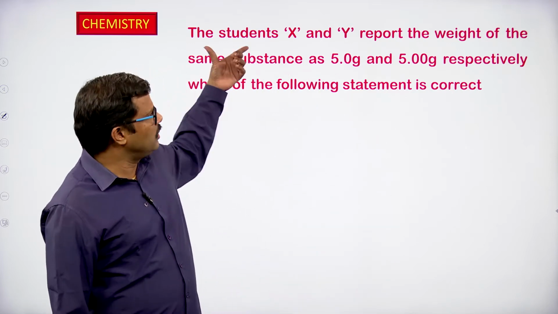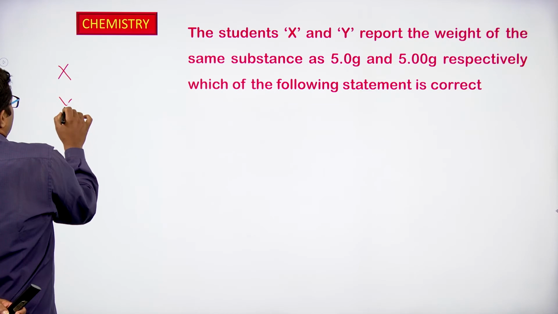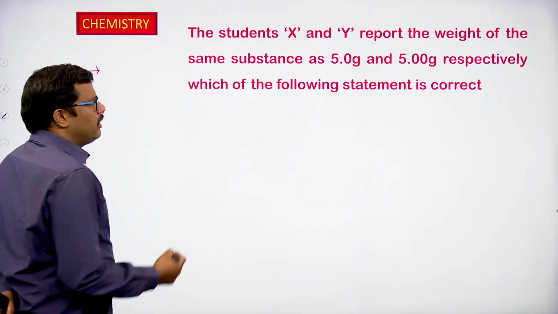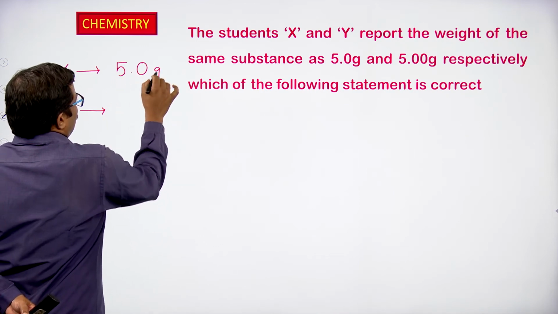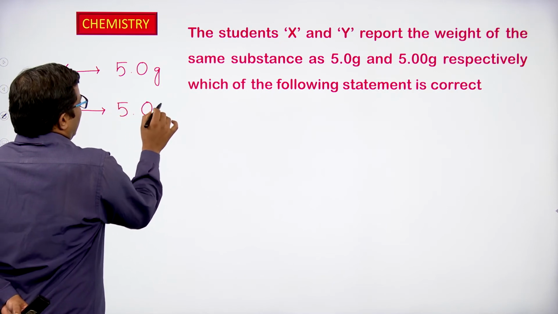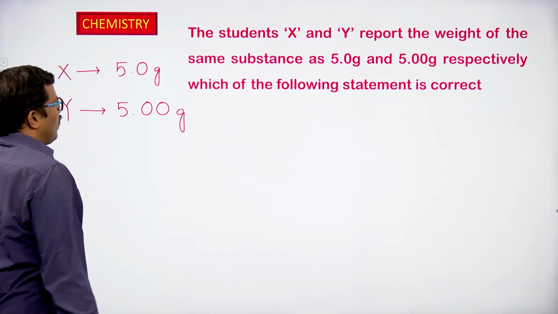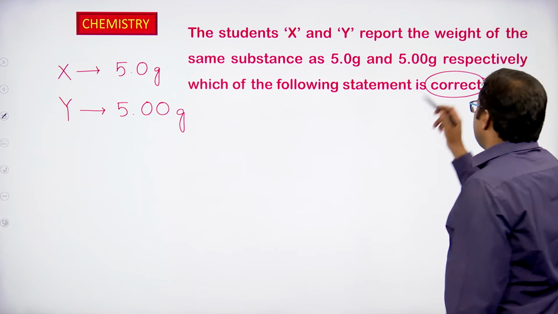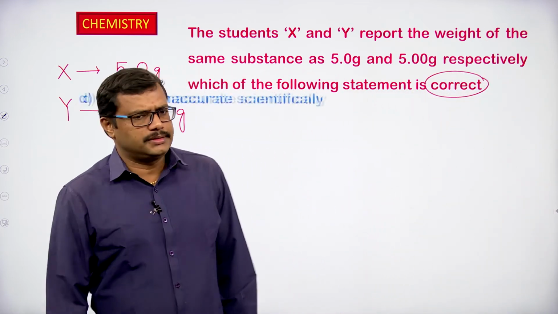So, the students are carrying out the weighing process. Okay. Students X and Y weighed the same sample, but X has given the value as 5.0 grams, okay, and Y has given the same weight as 5.00 grams. So, we have to identify the correct statement from the following. Okay. So, which of the following is the correct statement in this case?